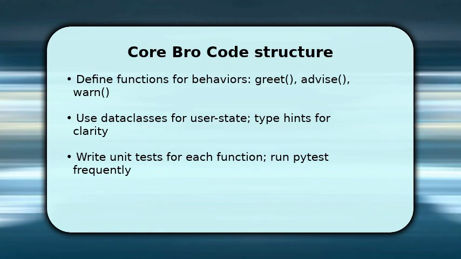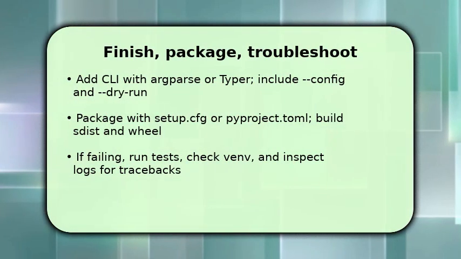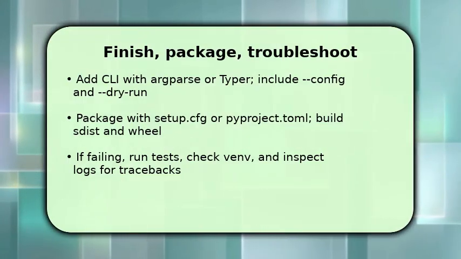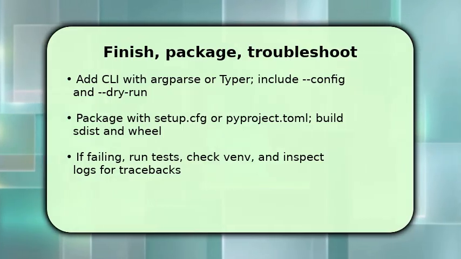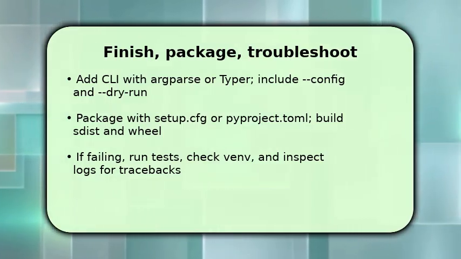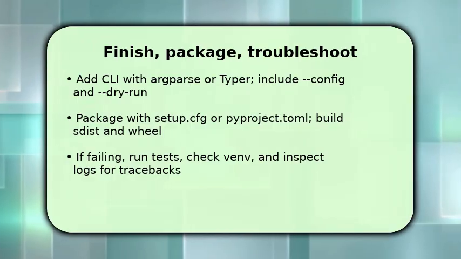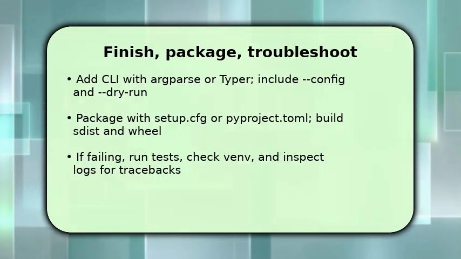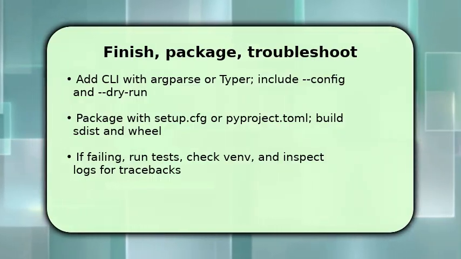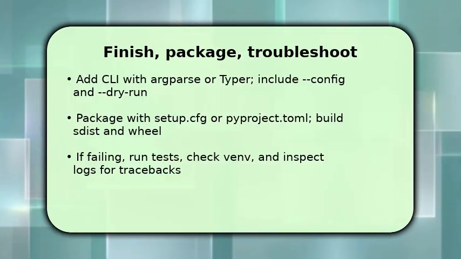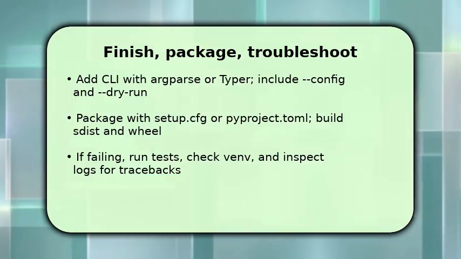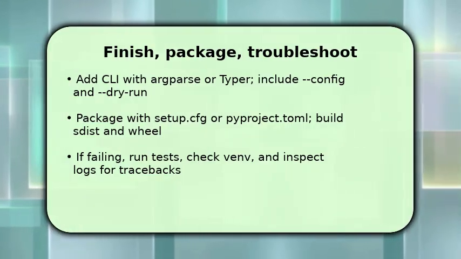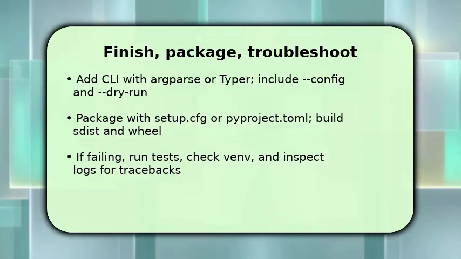You finalize by adding a simple CLI using argparse or typer so users can run bro code from the terminal, include flags like config and dry run. Next, create pyproject.toml or setup.cfg, and build a source distribution and wheel to share or install locally. Once packaged, test installation in a fresh virtualenv. If something breaks, run the test suite, recreate the venv, and read the traceback carefully. Often the issue is a missing dependency or a typo in imports.